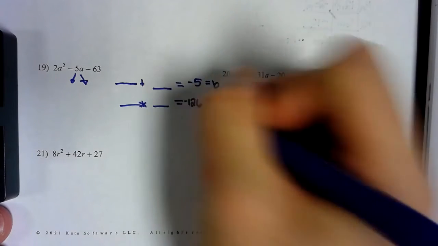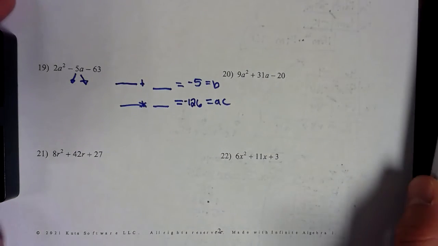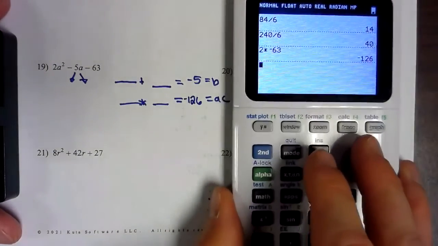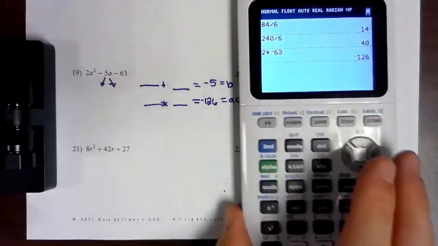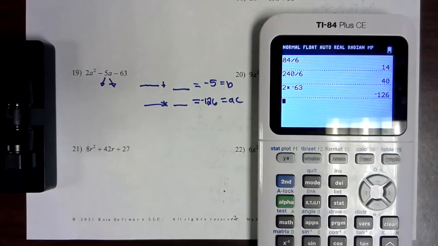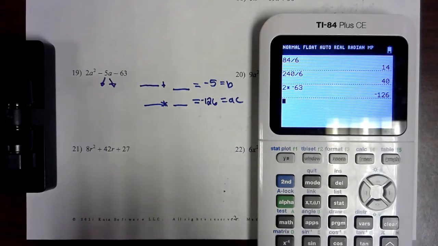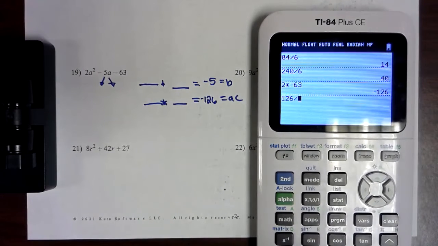So with these values, I don't exactly know. I don't have the answers to what adds to negative 5 and multiplies to negative 126 already ready to go. I need to find those. So one thing that I can do, yes, we can make the factoring tree. There's going to be a lot of factors of 126. I can also grab this calculator and start taking guesses. Now, how do I take guesses? I start with 126 and I divide it by a guess.